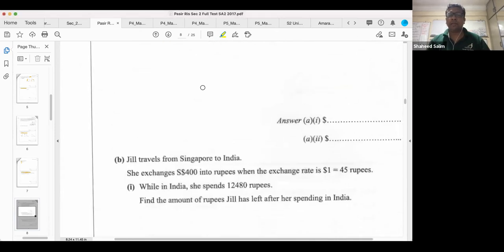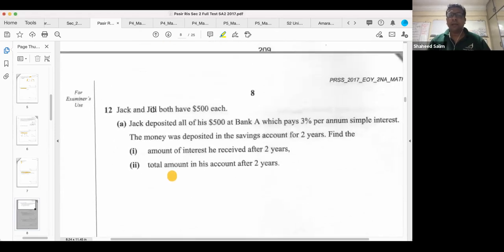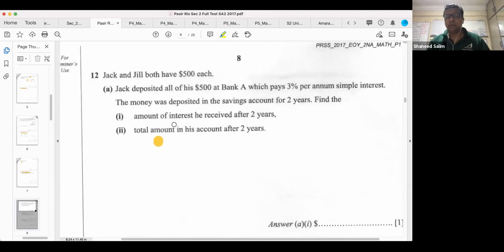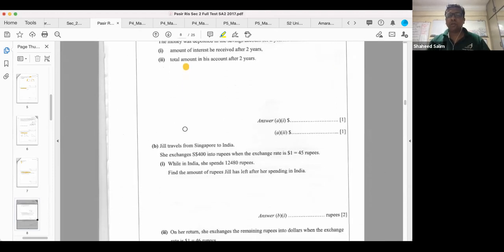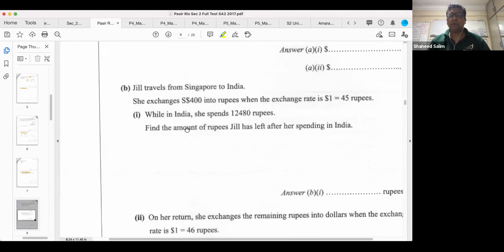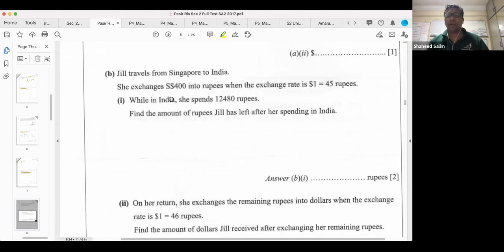Now, yeah. So now we talk about Jack. Now it's Jill. Okay. So Jill also got $500, but she changed $400 to rupees. Exchange rate is $1 to 45 rupees. So you must find out how much did she get with the $400 in rupees. You must find out. And then she spent the rupees. How much is she left in rupees? You understand the question?